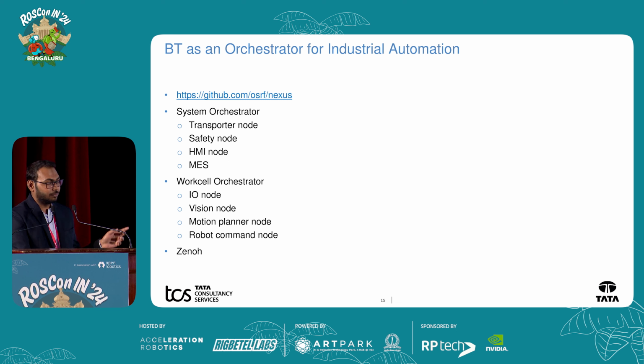Then there's another project which is using behavior tree for industrial automation. Traditionally, in industrial automation, PLCs have been used. And now the requirement is that we have to integrate some part of AI for complex image processing. In that case, customizing the proprietary controllers is very difficult. That's why this project uses behavior tree and ROS 2. This is by OSRF only. The project name is Nexus, and it has a system orchestrator and a work cell orchestrator. For communication, it's using Zenoh. Both the system orchestrator and the work cell orchestrator use behavior tree only.